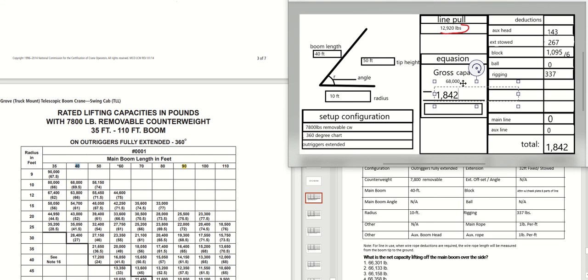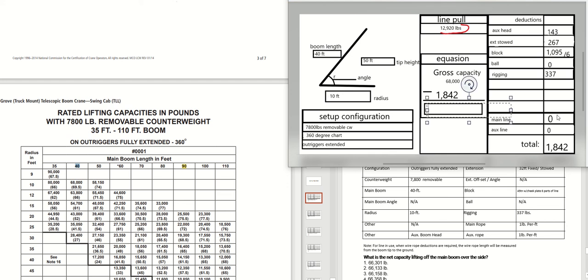So we have 68,000, which is our gross capacity. That was the hard number on our load chart, where the 40 and 10 foot met, at 68,000. So that's going to be our gross capacity. It's asking what our net capacity is. Remember, net capacity is your gross capacity minus all these deductions on the right over here.